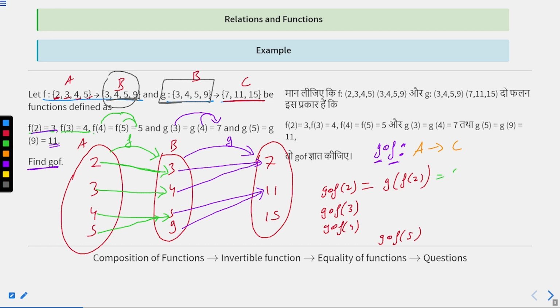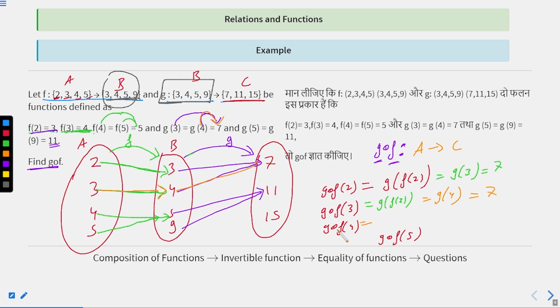So it is equal to g of 3. And what is g of 3? As you can see, g of 3 is related to 7. So it will be equal to 7. Now g of f of 3: f of 3 gives me 4. So g of 4, and g of 4 is related to 7.